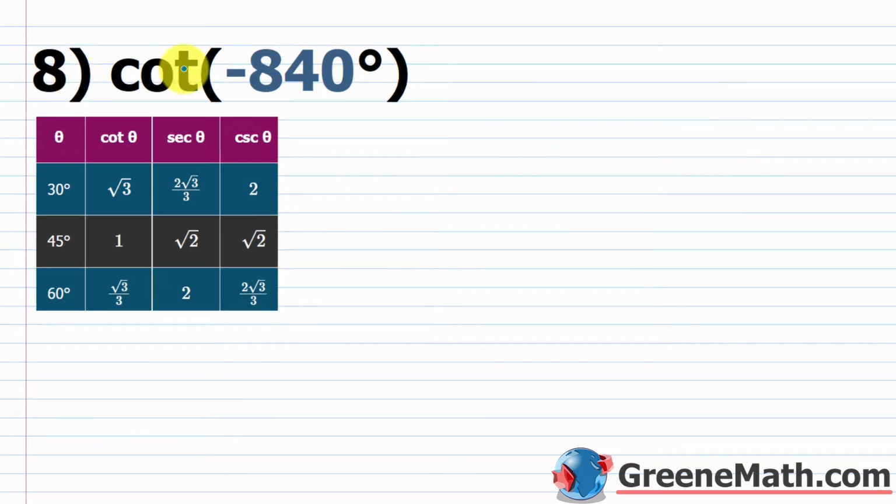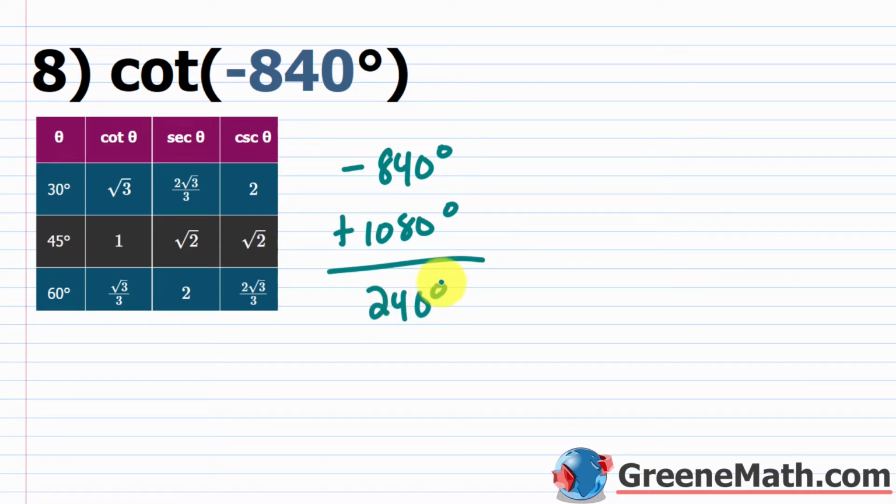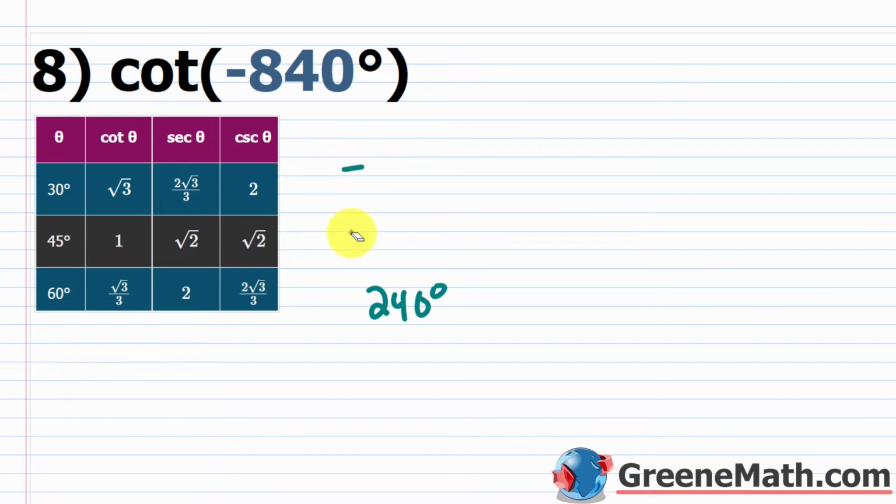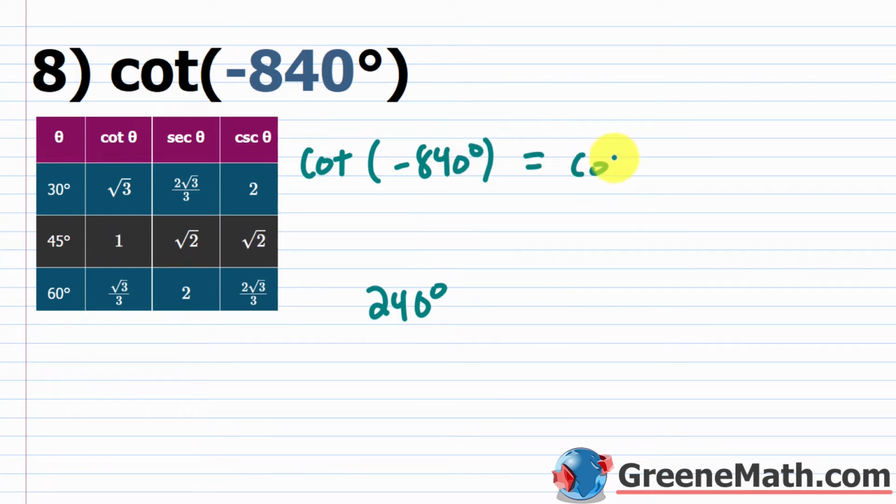Okay, for problem 8, we have the cotangent of negative 840 degrees. Once again, I've got to get my coterminal angle between 0 degrees and 360 degrees. So we have negative 840 degrees. Let me add to this. We'll need to go 360 degrees times 3, which is 1080 degrees. If you find that sum, you're going to have 240 degrees. So that's the coterminal angle I want to work with. So let's say that the cotangent of negative 840 degrees is equal to the cotangent of 240 degrees.